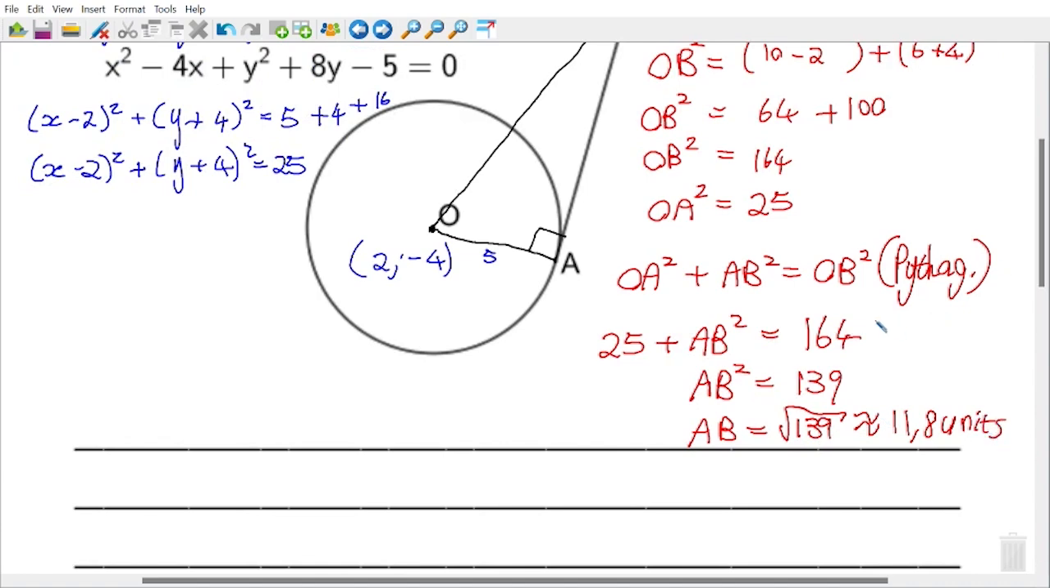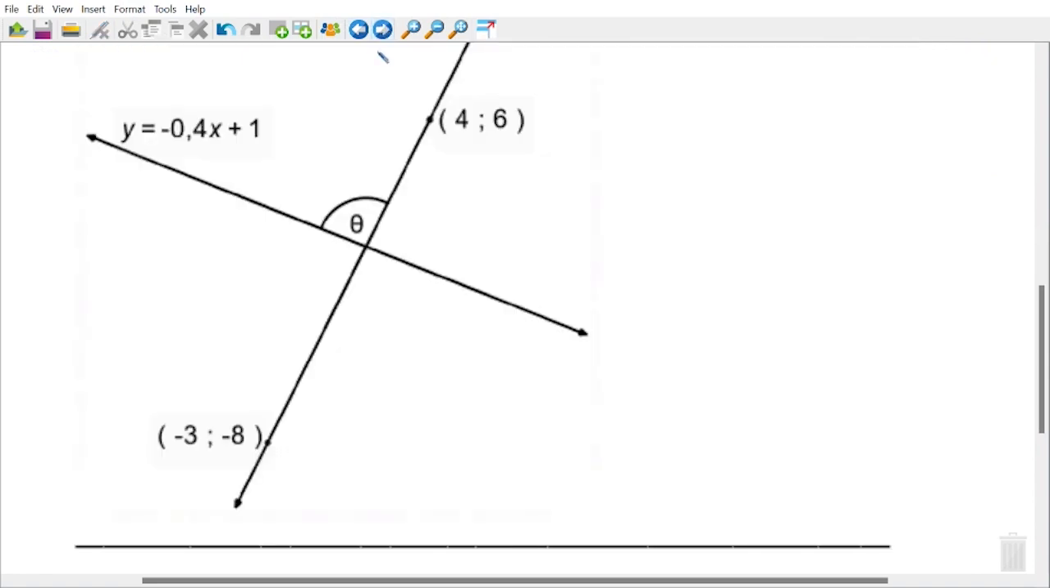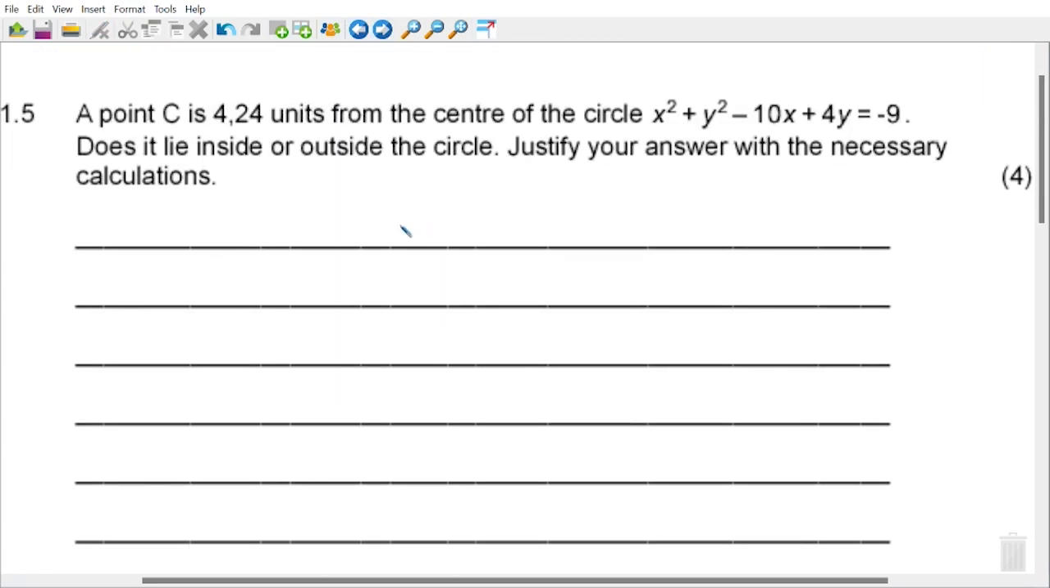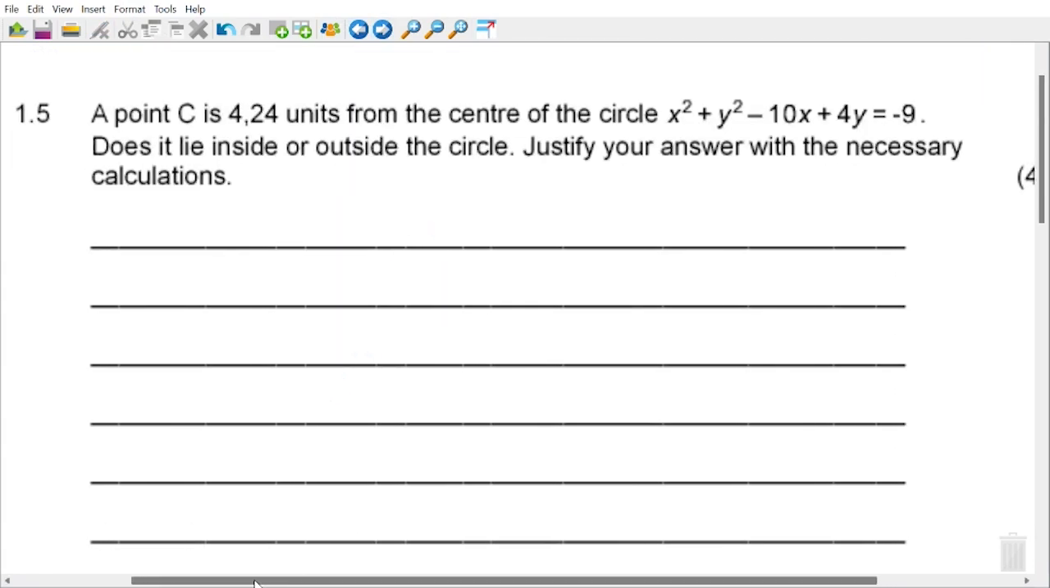Okay, right. Then let's see what the next question is. Question 1.5. This is a new question. It says, a point C is that distance from the center of the circle. Does it lie inside or outside the circle? So what we're going to do, once again, is write this circle into standard form. This is something that we really need to get competent and quick and accurate with.